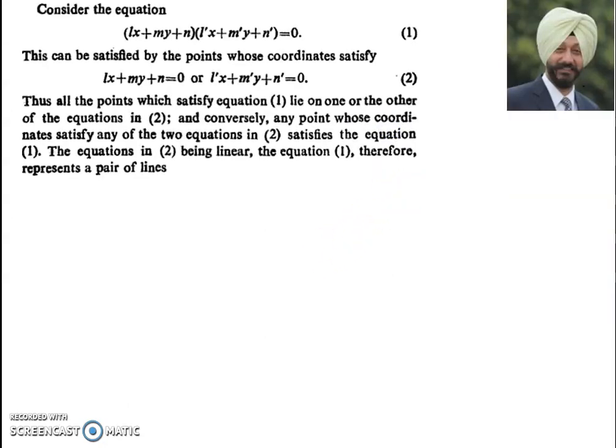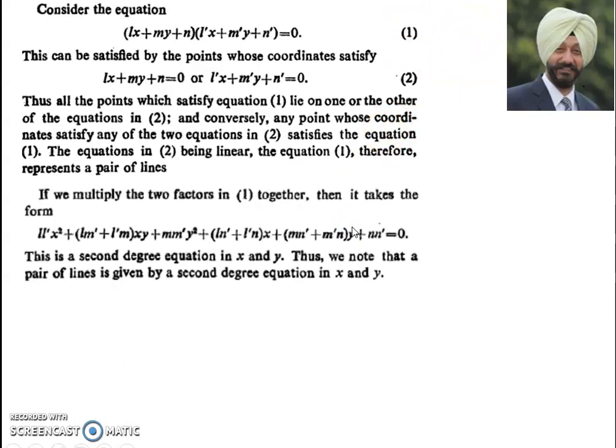So here, consider the equation (lx + my + n)(l'x + m'y + n') = 0. This can be satisfied by the points whose coordinates satisfy 1 or 2. That means all the points which satisfy equation 1 lie on the equation 2, or the points satisfying equation 2 also lie on equation 1. So therefore it represents a pair of lines.